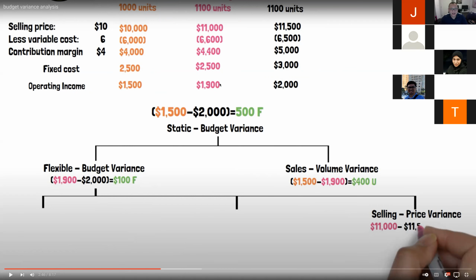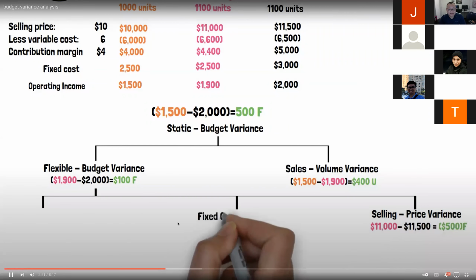So now you can see what adds into this 1,900, right? There's 11,000, 6,600, and the 2,500, right? So basically, what's the selling price variance? You are comparing the pink and the black. So 11,000 versus 11,500. Okay. So is this favorable or unfavorable? It's favorable, because you are making more money, right? You are actually receiving 11,500. Very good. So this would be a 500 favorable.